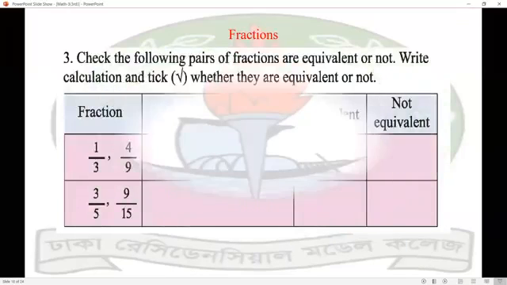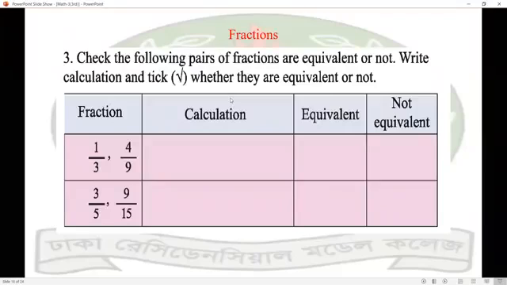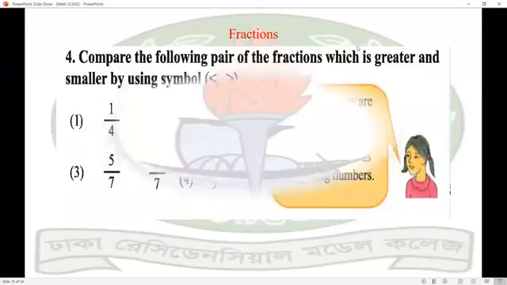Next math. Check whether the following pairs of fractions are equivalent or not. Write calculations and tick whether equivalent or not. This is like the previous slide. You have to multiply the numerator and denominator. You have to show the calculation in this box, and write tick marks for equivalent or not equivalent. You have to practice at home to find out the equivalent and not equivalent fractions.